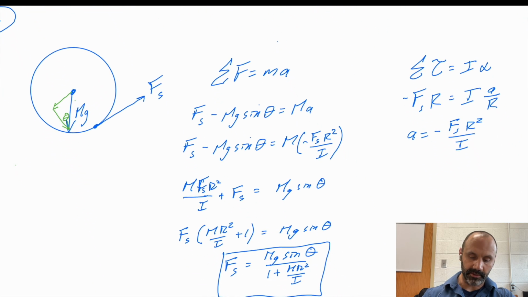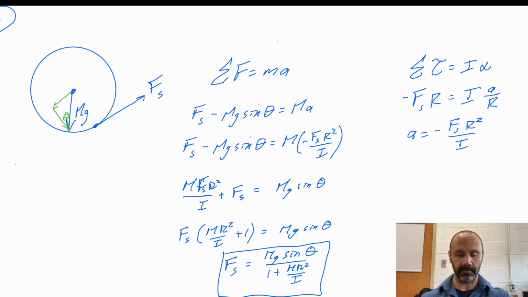The next thing they ask us to do is to find an expression for the static friction force using I, M, R, theta, and any other physical constants, like, for example, the acceleration due to gravity. Always start with a good force diagram. So here I have mg, the static friction force. I have a little triangle here so I can see where the angle is. This is mg sine theta pulling down.